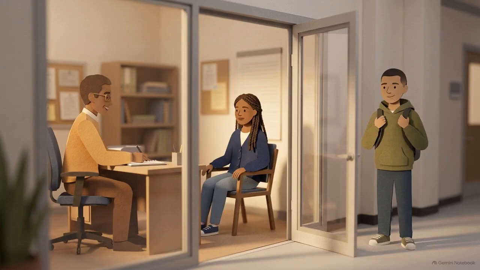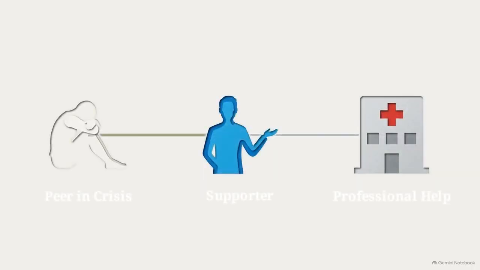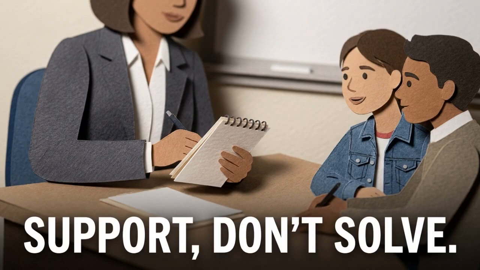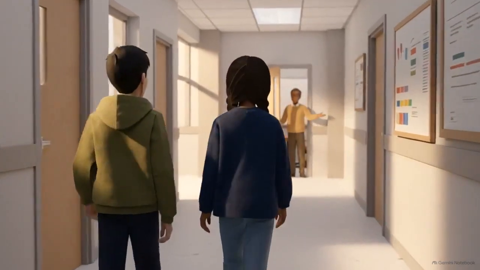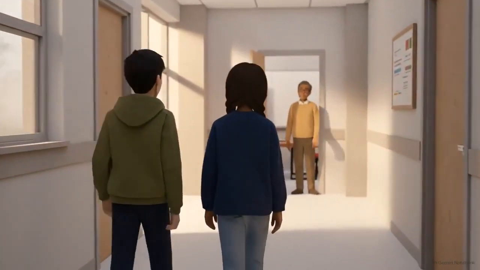The protocol is complete once your friend is safely with a professional, such as a counselor or school administrator. By following these steps, you have acted as a secure conduit to professional help. You didn't have to solve the problem alone. You simply ensured the right people were involved. A safe school environment depends on students who notice the warning signs, have the courage to speak up, and know how to connect their friends with the support they need.